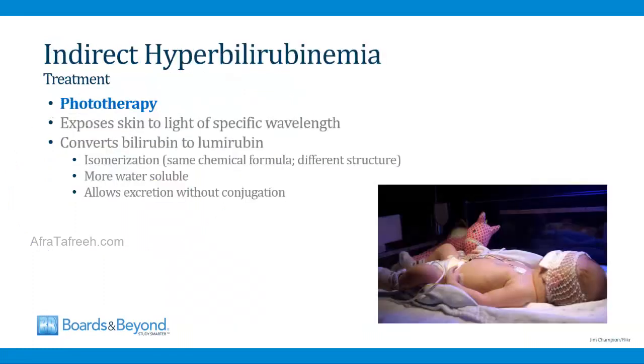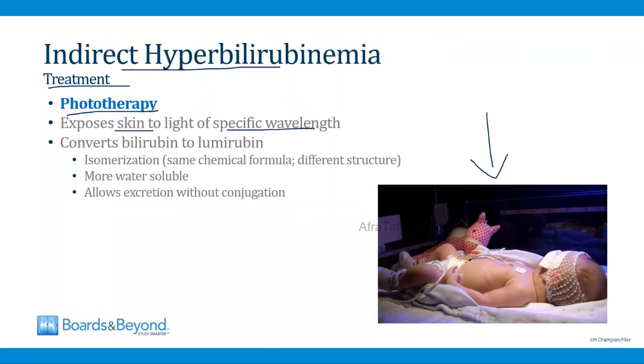The reason that babies in the modern era don't develop kernicterus is because we treat them when they develop significant indirect hyperbilirubinemia. And the treatment that is usually used is called phototherapy. This involves placing the baby under a special light as shown in the picture on the screen here. And what this does is it exposes the baby's skin to light of a specific wavelength. And this wavelength of light converts bilirubin into a related substance called lumirubin. This is an isomerization reaction.